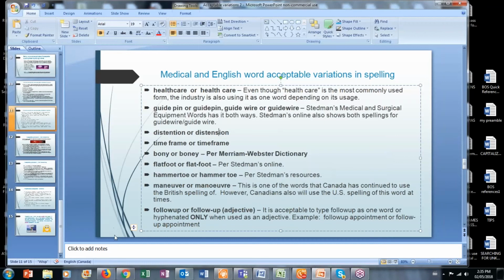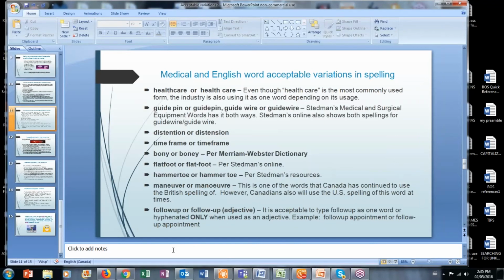So follow-up, this is another one that we know people sometimes have a lot of problem with. Follow-up is acceptable only when used as an adjective, as one word or hyphenated. So if it's a follow-up appointment, then you can use one word or you can use it hyphenated. So Suki is saying that she is confused over that. Is it just the noun versus the adjective, or is it the verb as well? Is she talking about both? Okay, both.